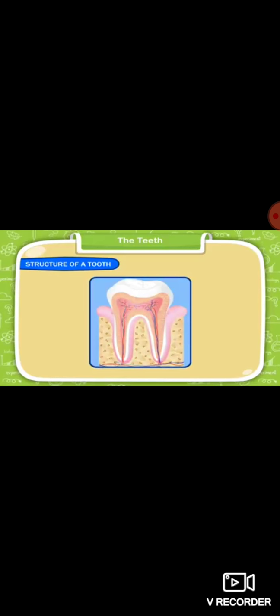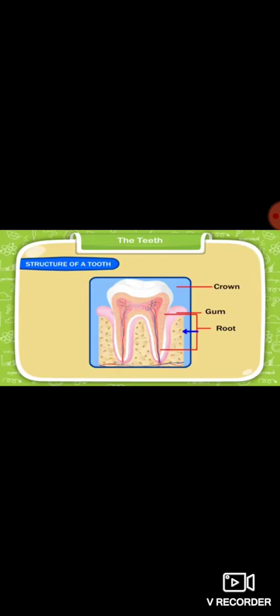Now students, structure of a tooth. We have three parts of a tooth here. First is crown, B is gum and C is root. So this is crown. We call it enamel, students, and this is gum. Okay, this is our gum. Crown, we call it enamel. This is the hardest substance of our body.